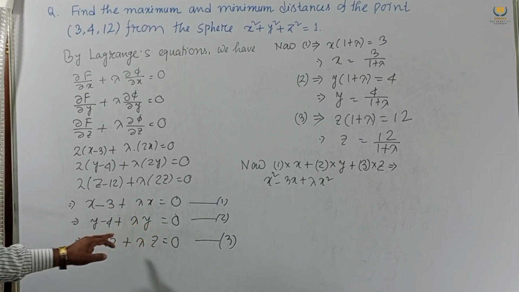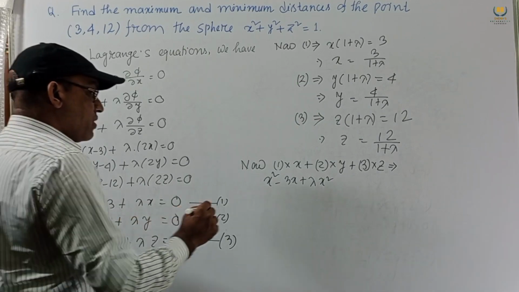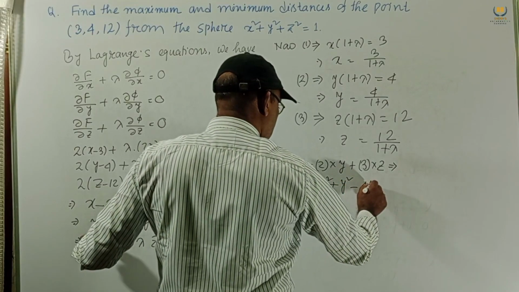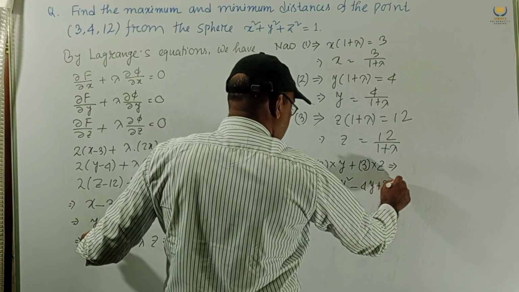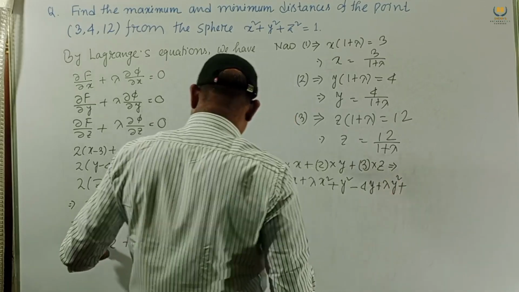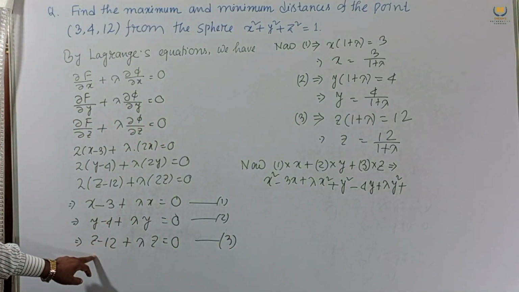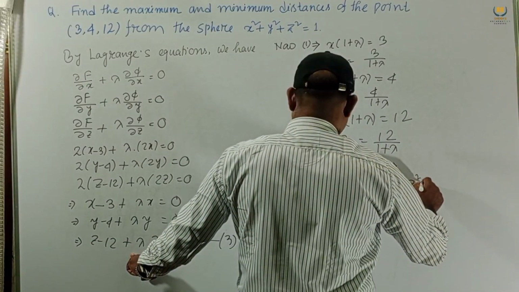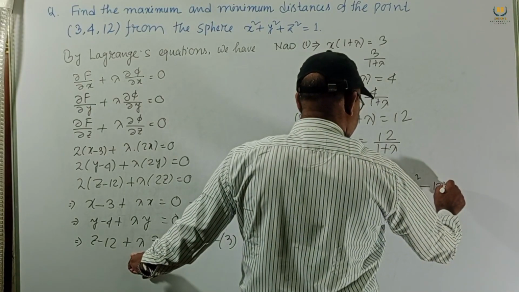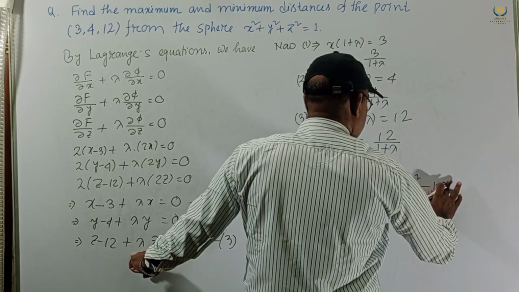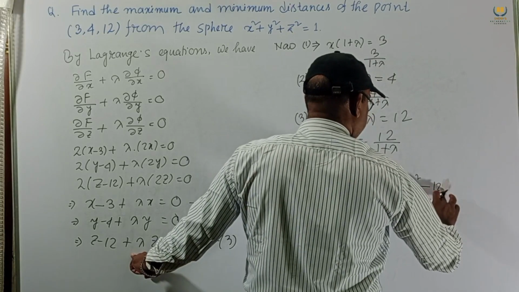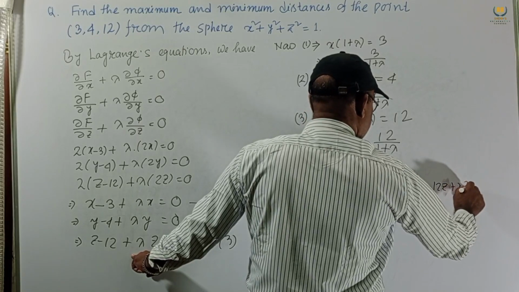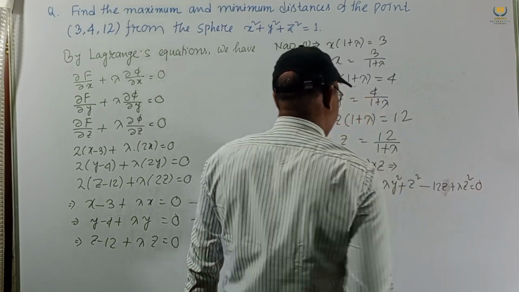And in this equation, multiplying by y square, minus 4y, plus lambda y square. So second finished. Next, the third one, multiplying by z square, minus 12z, plus lambda z square equal to 0, we get.